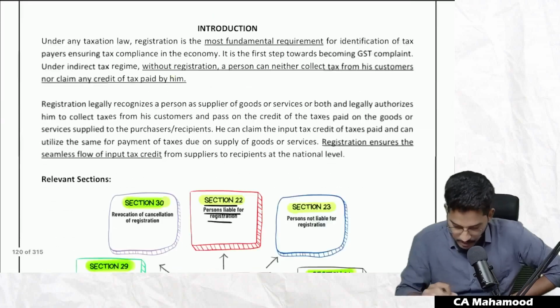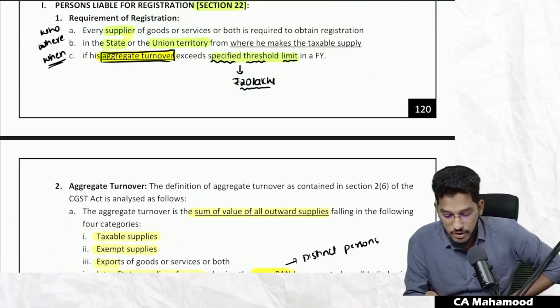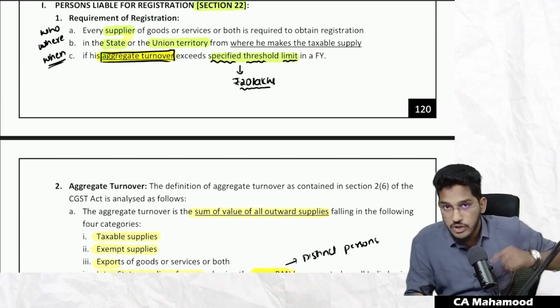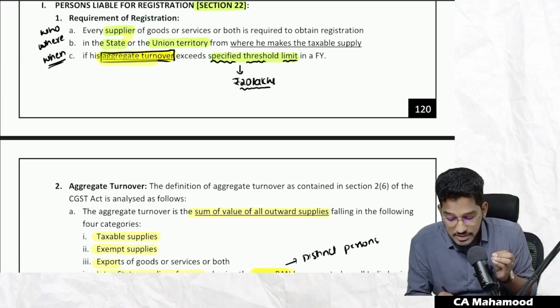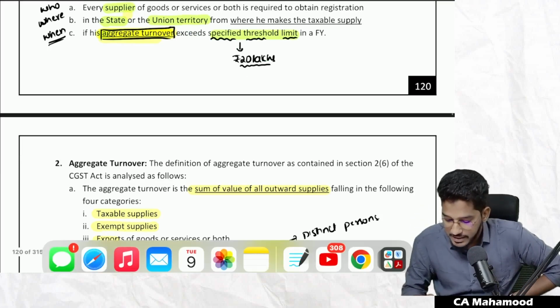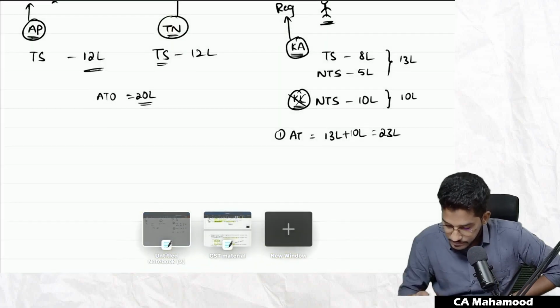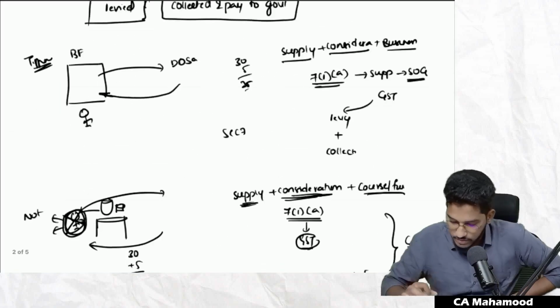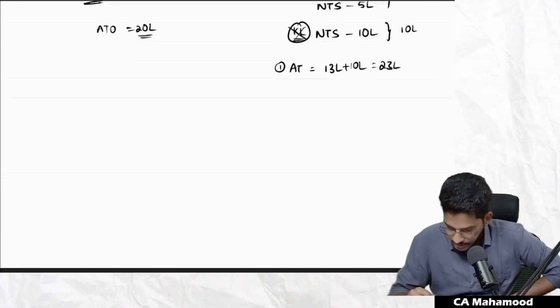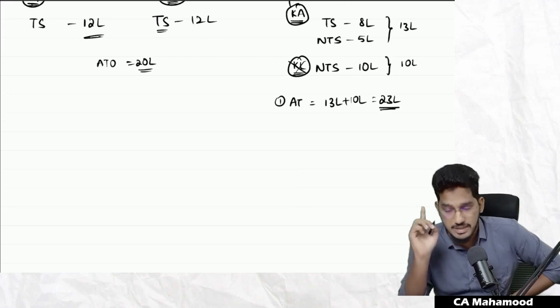If we read once again, whatever we have read, every supplier of goods or services or both is required to obtain registration. When? If his aggregate turnover exceeds the specified threshold limit. Did our limit exceed here? So whatever example we are doing, is this limit exceeded here? Yes, our aggregate turnover has become 23 lakhs. Overall aggregate turnover has exceeded.